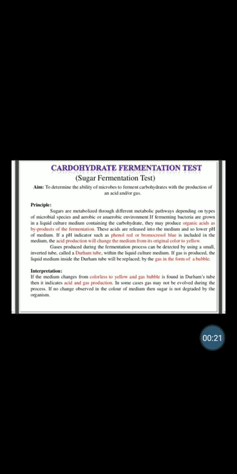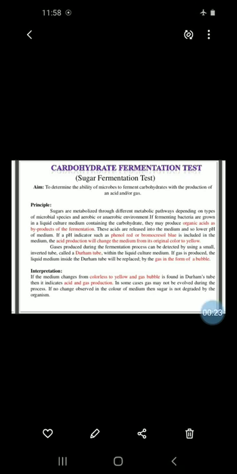This carbohydrate fermentation test is also called what? It is also called the sugar fermentation test.